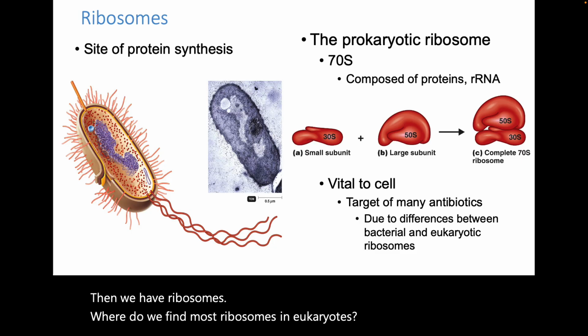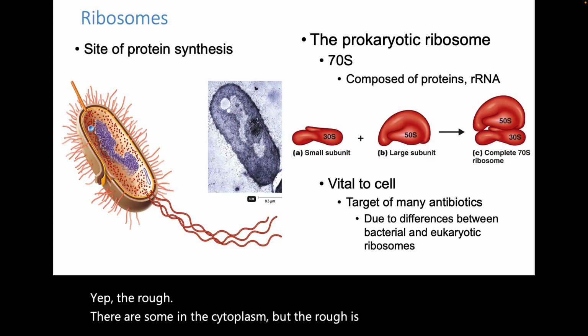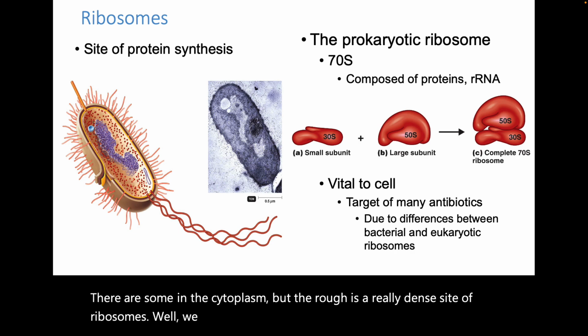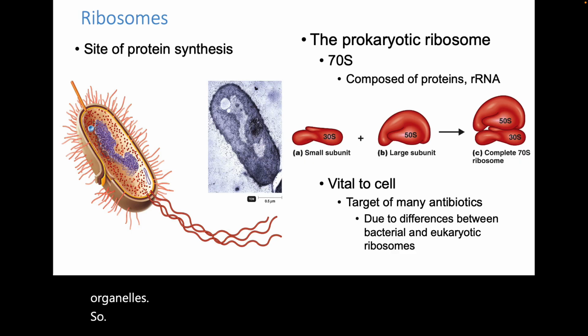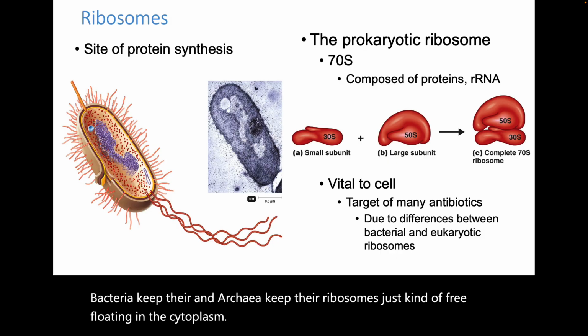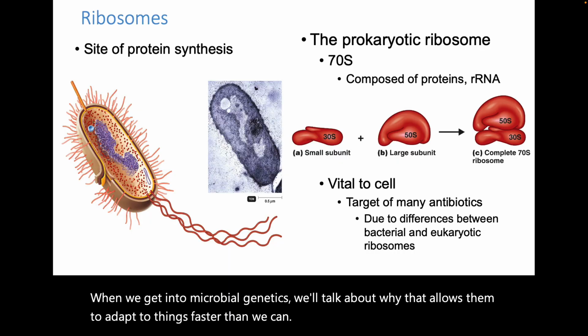Yep, the rough ER. There are some in the cytoplasm, but the rough ER is a really dense site of ribosomes. Well, we don't have ER because we don't have membrane-bound organelles. So bacteria and archaea keep their ribosomes just free-floating in the cytoplasm. When we get into microbial genetics, we'll talk about why that allows them to adapt to things faster than we can. It's very, very beneficial for them.